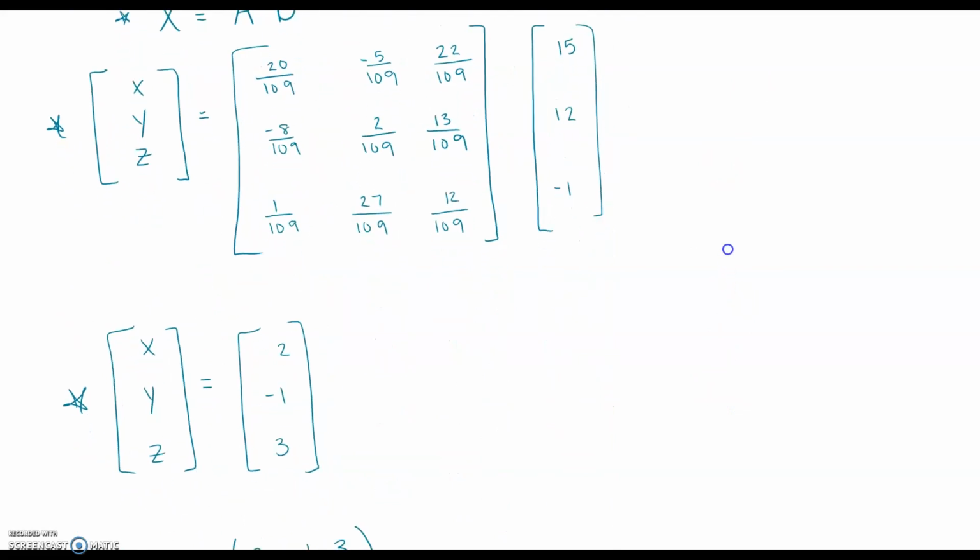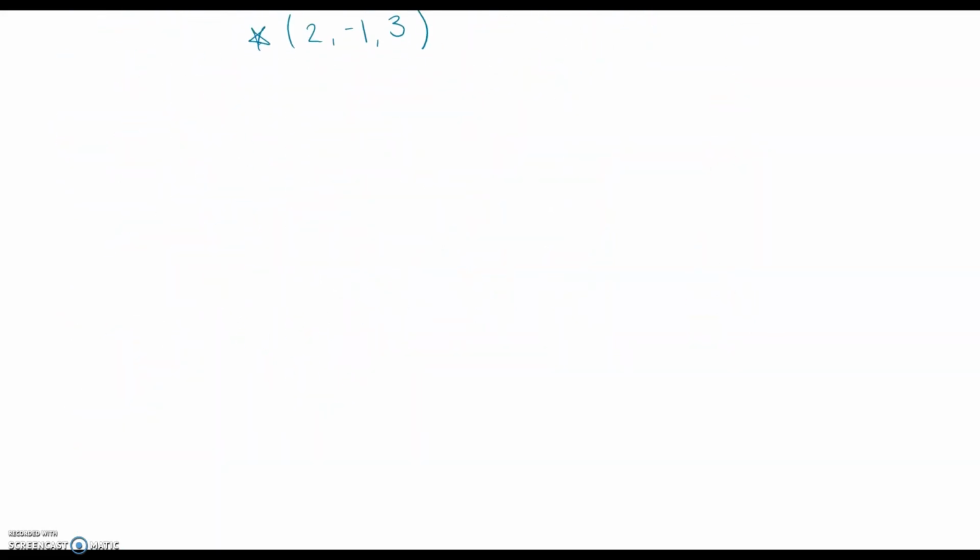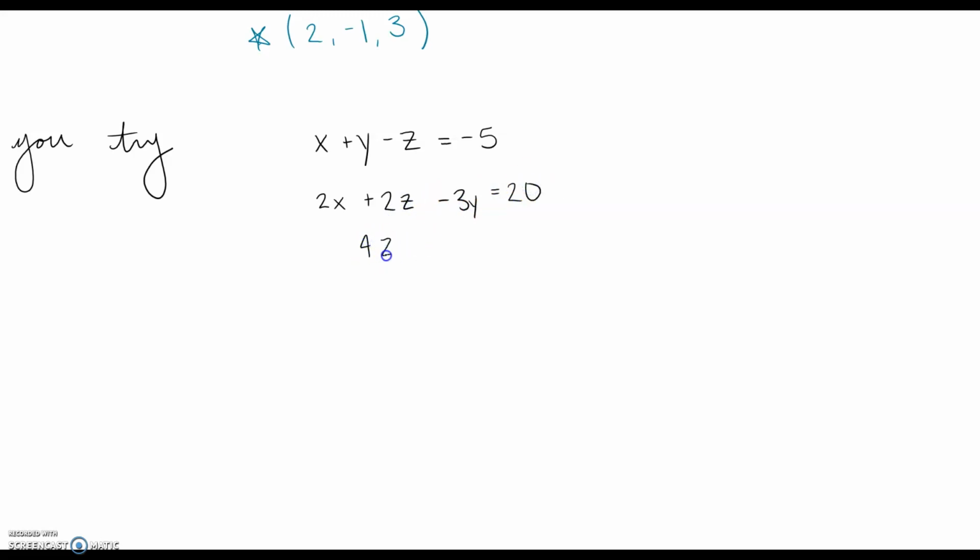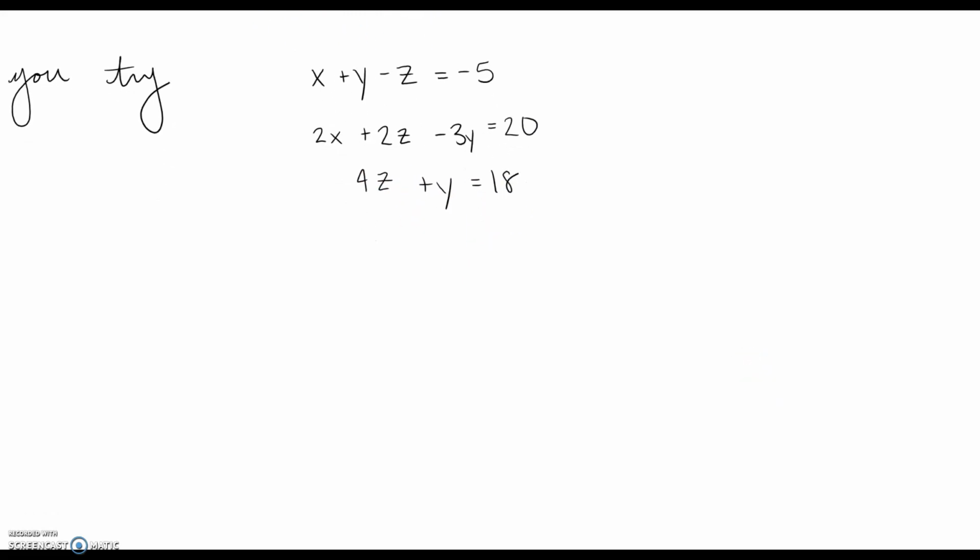Okay, so now that we've gone through an example, I would like you to try the following. We have x plus y minus z equals -5, 2x plus 2z minus 3y equals 20, and 4z plus y equals 18. So pause the video and try to do this one on your own.